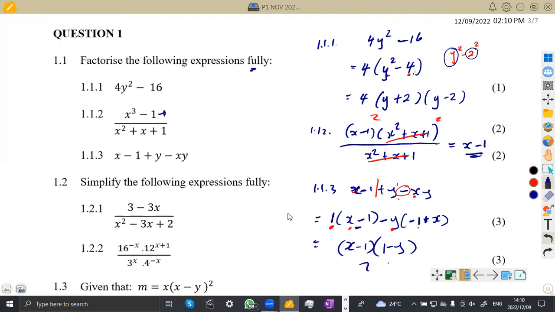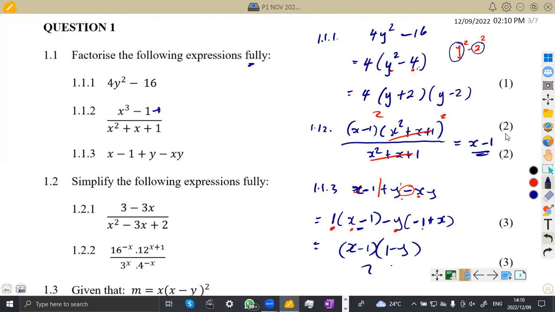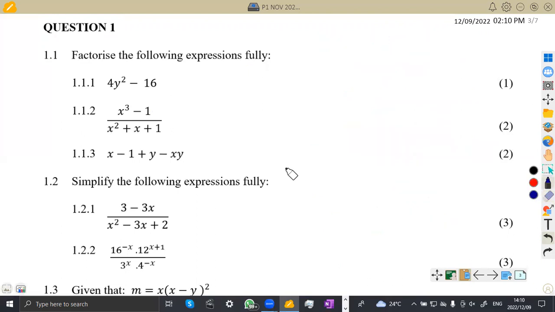So that was the factorization part, guys. As you can see, 1, 2, 2. That's 5 marks of factorization. All right, let's see the other part of the question. I'm just going to remove this part so that we can utilize the page again.